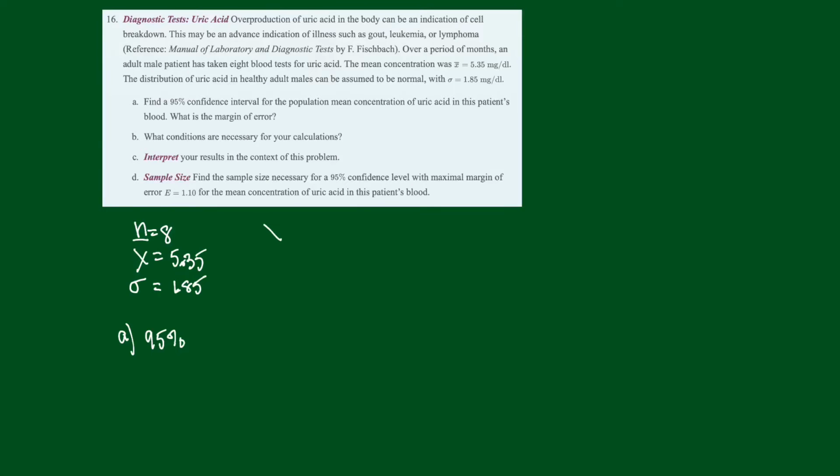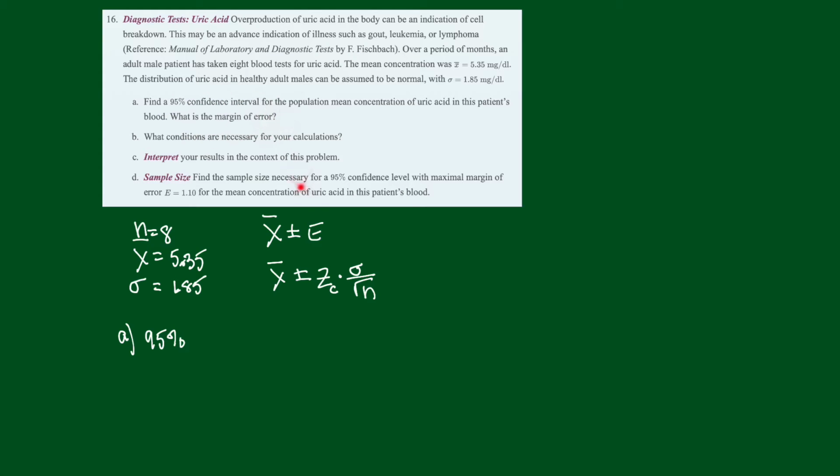Let's start by writing our formula. x bar plus or minus E. Well, E we know is this. So it's x bar plus or minus, now E is the z-score, as our critical value that is determined by our confidence level, times sigma over square root of n. All right, now they are asking for the margin of error.